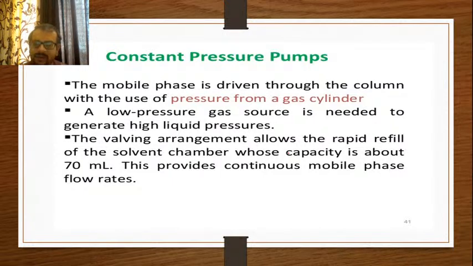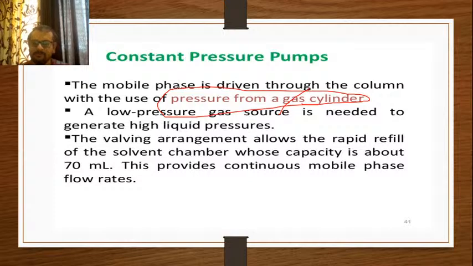Constant pressure pump is not majorly used, but the major advantage with respect to the constant pressure pump is that it produces a constant flow as compared to a reciprocating pump. And another thing is you can use a pressure gas cylinder to introduce the mobile phase. Okay, the mobile phase is driven through the column with the use of a gas cylinder. So now the gas being used will be inert, no doubt about it. It cannot interact with the mobile phase as well as the stationary phase, and in several cases not even with the sample. A low pressure gas source is needed to generate the high liquid pressures.